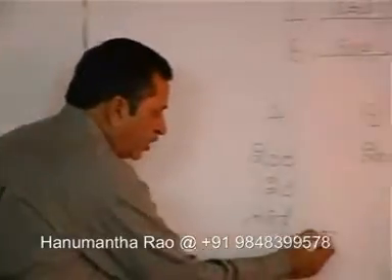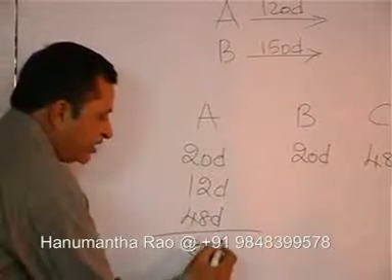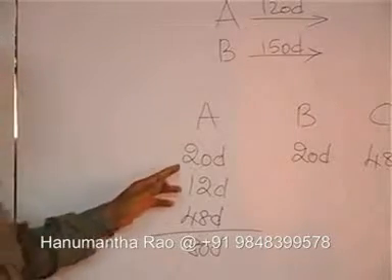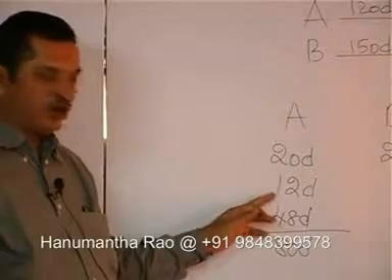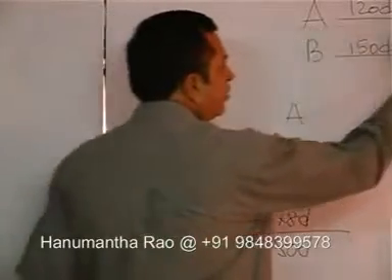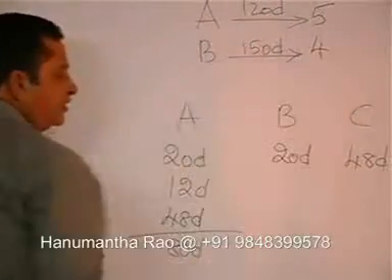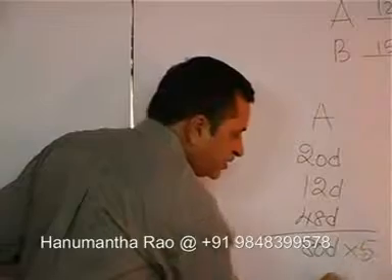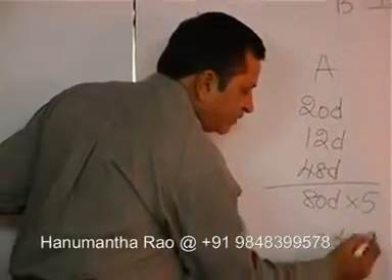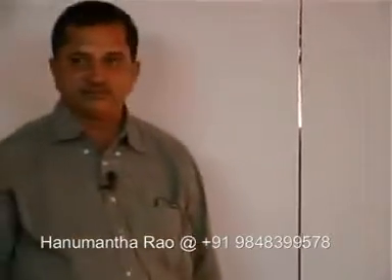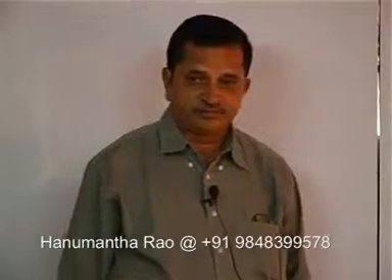This was the participation of each and every individual. Now, totally for how many days A worked? 80 days. Along with B 20 days, alone 12 days, 48 days with C. How many units A can do per day? A participated for 80 days, per day 5 units. So how many units were completed by A here? 400 units. Clear? All of you clear?